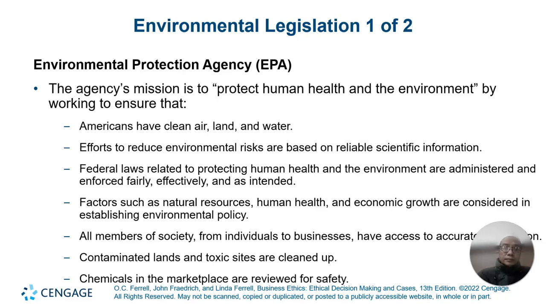Okay, and the aim is to ensure that Americans have clean air, land, and water. It ensures that there are efforts to reduce environmental risk, and the efforts are based on reliable scientific information. There are federal laws related to protecting human health and the environment, and these federal laws are administered and enforced fairly, effectively, and as intended. It also wants to ensure that factors such as natural resources, human health, and economic growth are considered in establishing environmental policy. All members of society, from individuals to businesses, have access to accurate information. Contaminated lands, toxic sites are cleaned up. Chemicals in the marketplace are reviewed for safety. So these are the focuses of the Environmental Protection Agency.